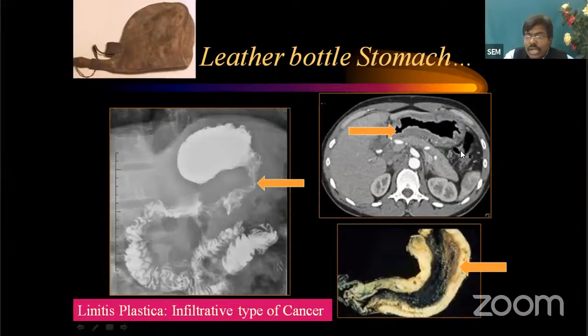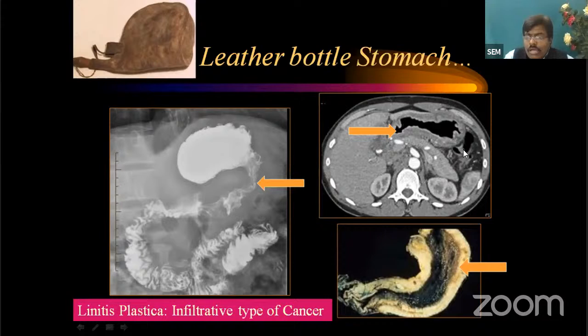I just want to tell you, this here, I am showing you, is a small bowel. See, small bowel loops. The arrow I am pointing is the wall, and what you see in the dark black color is the content. This is the air within the small bowel, large bowel air.